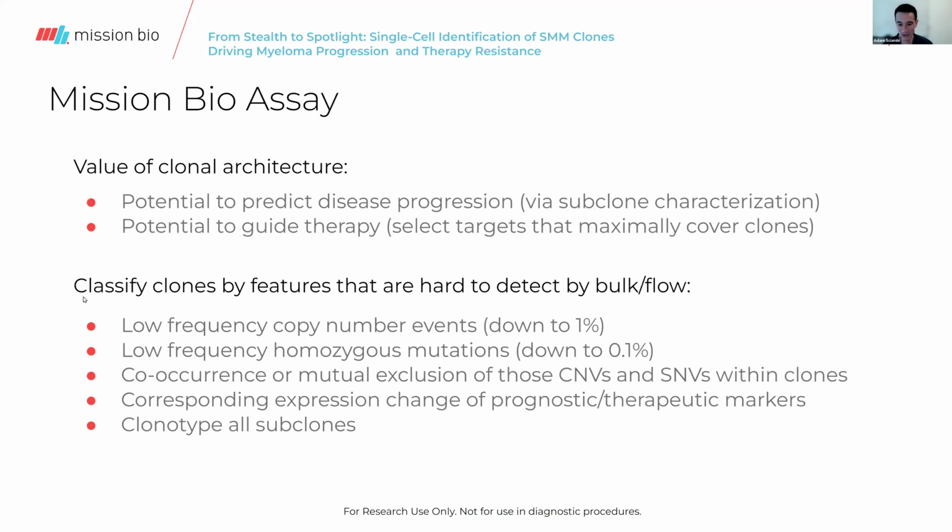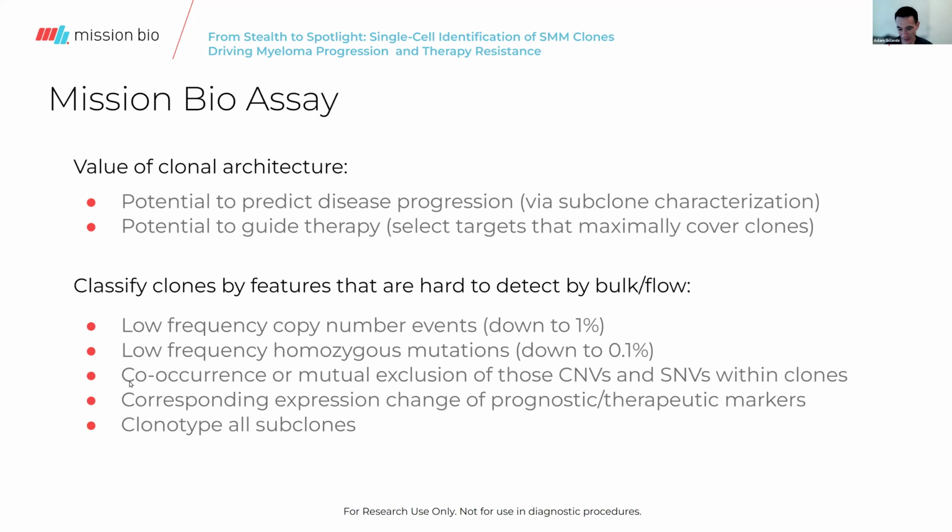We've also shown you some features or molecular attributes that only we can detect. They're very hard to detect by other platforms. We can detect low frequency copy number events, even below 1%. We can detect low frequency homozygous mutations. Those are both prognostically and therapeutically important, down to 0.1%.